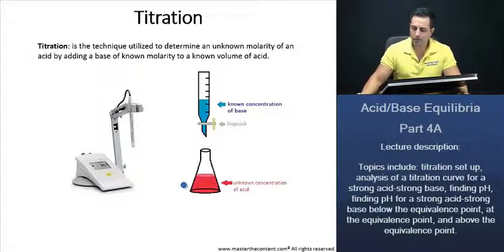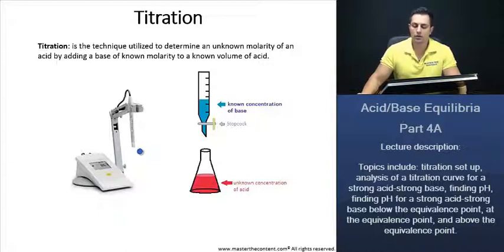You're going to have an unknown concentration of an acid in your Erlenmeyer flask, and then in your burette here, you're going to have a known concentration of base. Besides the molarity of the acid, another thing that you're going to want to calculate is the pH of the solution. You can use a pH meter, as we see here, and you're just going to have to insert this part of the instrument into your Erlenmeyer flask.